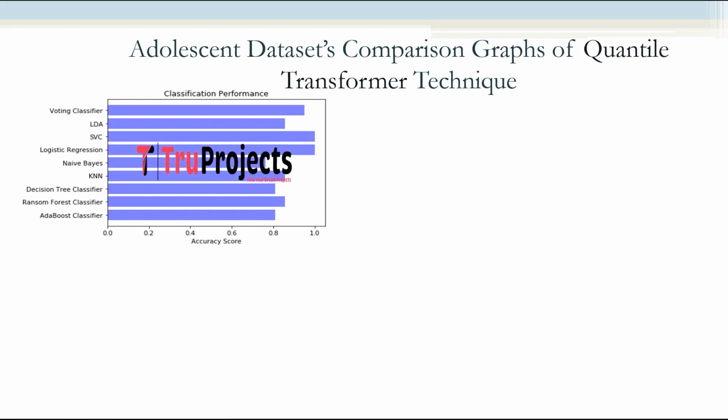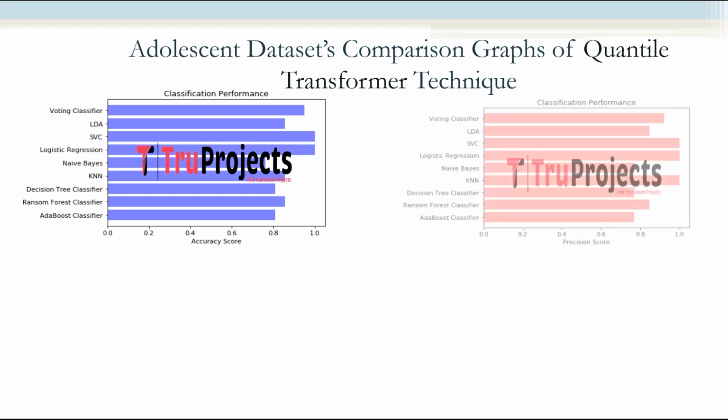Coming to accuracy, it is the proportion of correct predictions in a classification task, measuring the overall correctness of a model's predictions. This is the precision score comparison graph. It is the ratio of true positive predictions to the total positive predictions, representing the model's ability to correctly identify relevant instances while minimizing false positives.